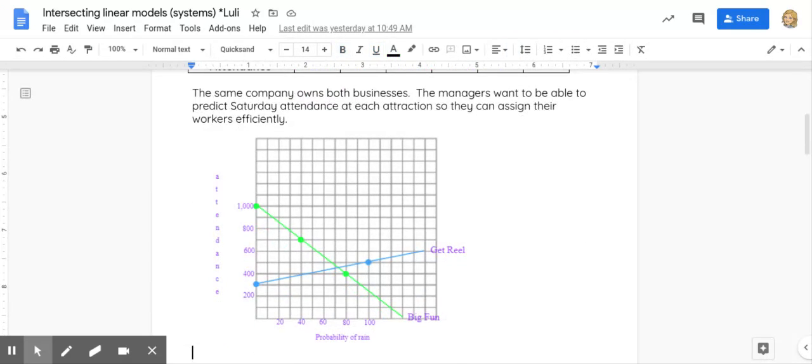And then if we scroll down, it says the same company owns both businesses. The managers want to be able to predict Saturday attendance at each attraction so they can assign their workers efficiently. So they want to know where they should be putting more of their workers, depending on the percentage of rain for that Saturday. We actually have both pieces of data already in our table. We have our X variable, the probability of rain, and our Y variable, the attendance, and they graph both pieces of data on the same graph. The Get Real Movie Theater is the blue, and the Big Fun Amusement Park is the green. So we'll be using both the table and the graph to help us answer the questions.